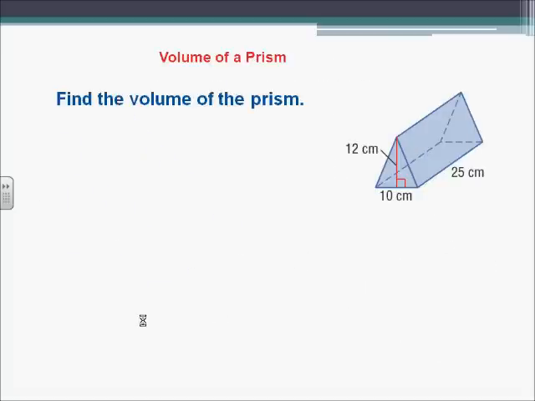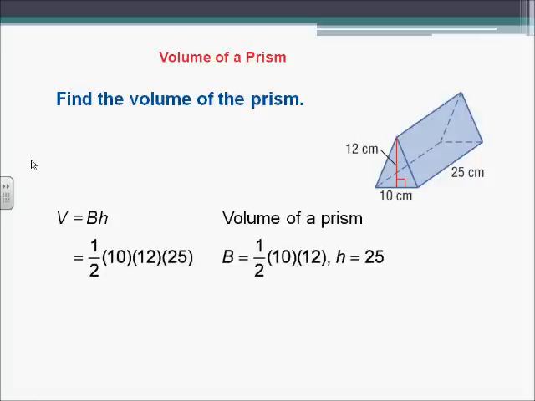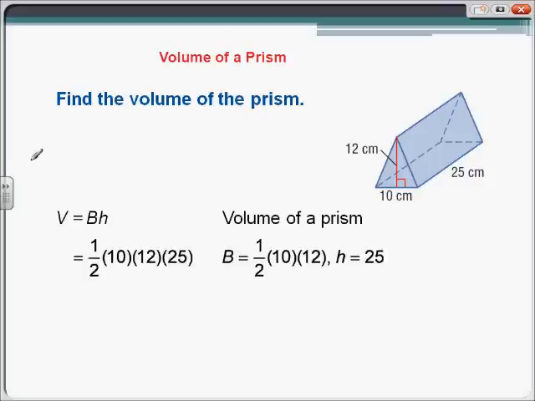Alright, here again, we're asked to find the volume of this prism. And once again, this is a triangular prism. We know the volume is going to be base times height, so we plug in 1/2 of the base is going to be 10 times the height of our triangle is 12 times then the height of our prism, which is really just going to be the length extending from base to base. We have our first triangular base here. The second triangular base is right here. So our height is just the distance then from base to base, which we're told is 25.